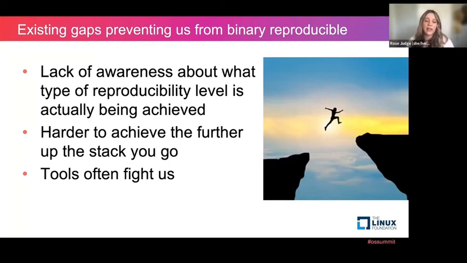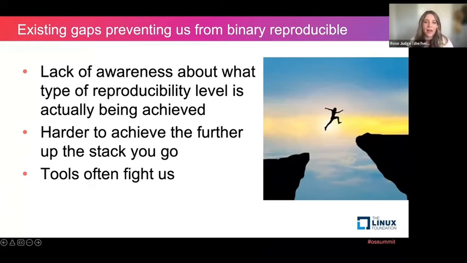There's also purely a realistic aspect to this, in that effort and resources are required to achieve binary reproducibility. And this gets harder to do the further up the stack you go, and as the scope and scale of your software increases. A project with no direct dependencies is going to be much easier to binary reproduce than a project where you have to mirror and communicate 1,000 dependencies, right?